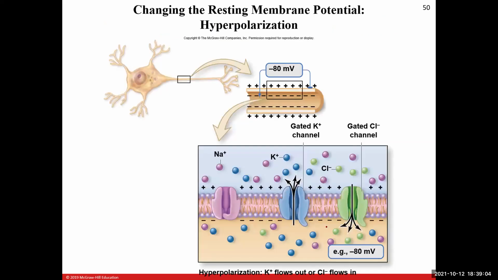So here you can see hyperpolarization. Our voltage gated sodium channel is closed, all right? But you can see our potassium ion channel is open and our chloride channel is open. So that negatively charged chloride enters in, making the inside of the cell more negative. And potassium leaves the cell and takes its positive charge with it, making the inside of the cell more negative. Okay, so hyperpolarization is caused by potassium flowing out or chloride coming in.